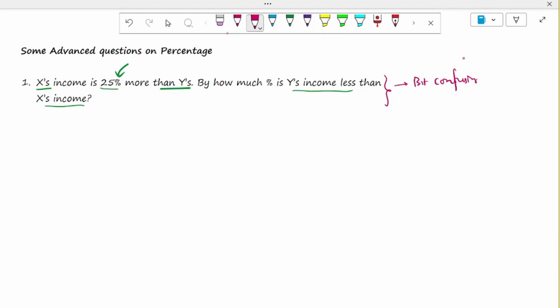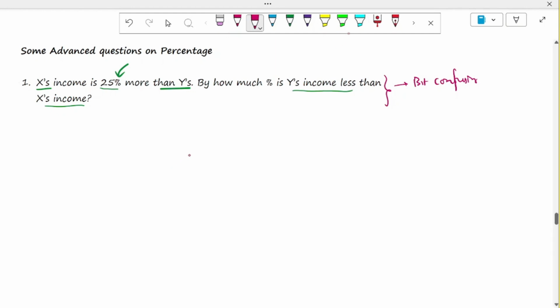There are some shortcut methods to solve these questions, but before going to the shortcut method, let me explain how you can actually solve this. I'll tell you the secret behind that shortcut. First I'll explain how you'll be able to solve this question.